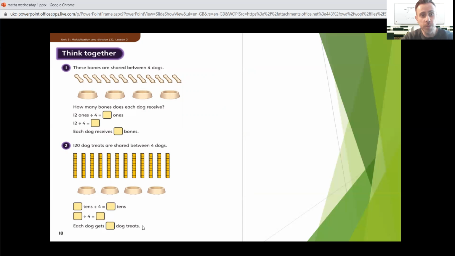Okay, so if you times how many bones by 10, which you have, then your answer will be times by 10 as well. So it's the similar sort of numbers. You got 3 bones each for the dogs up here, you should have got 30 dog treats for the dogs down there. These dogs are doing pretty well for themselves, I think.